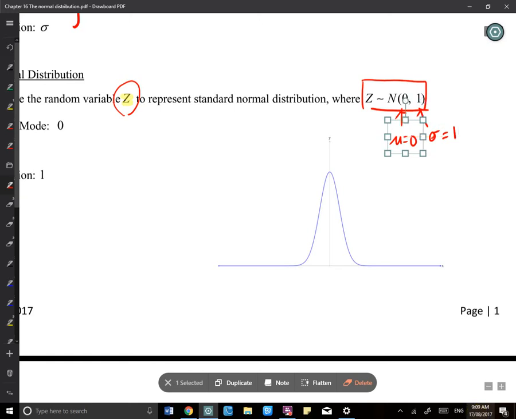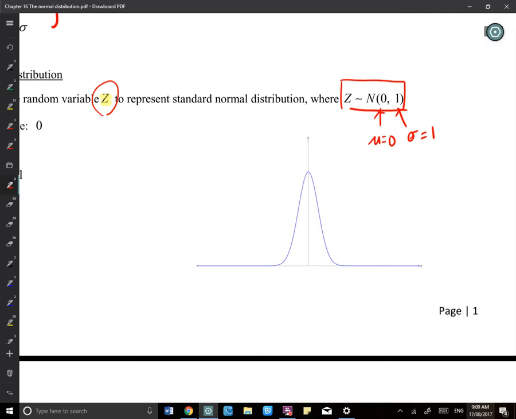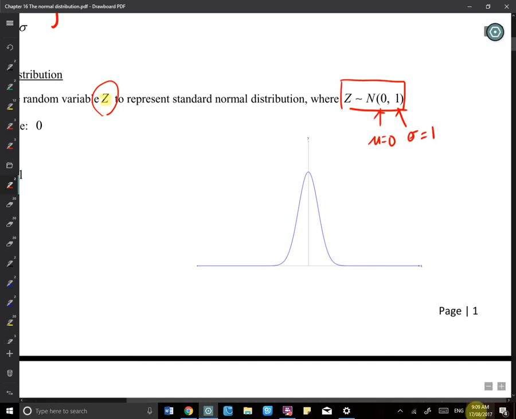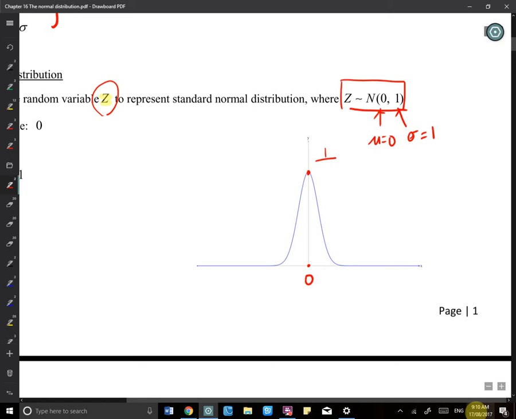What we have here is, I will just sketch a standard normal distribution here. Have a think. This point is 0, right? This is 0 because it's symmetrical. That's mu. What's the highest point? What's the y value of the highest point? 1 over root 2 pi.